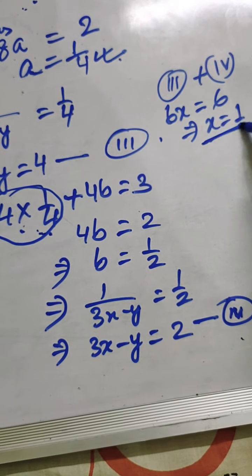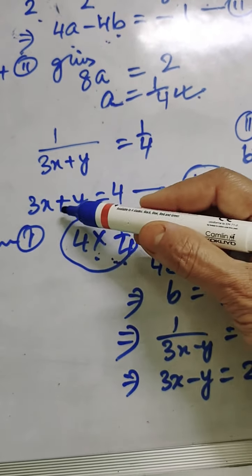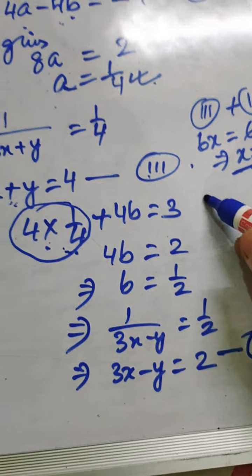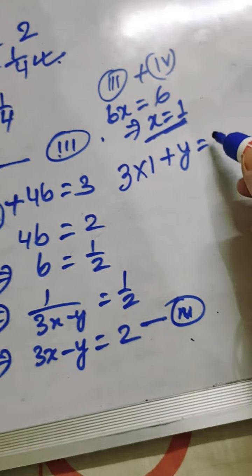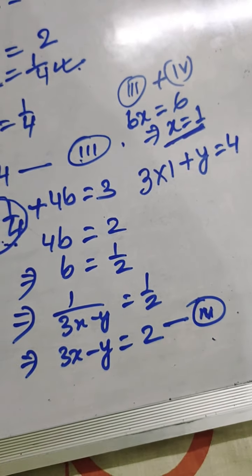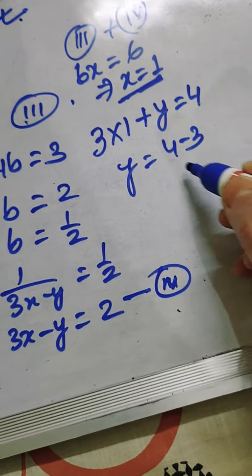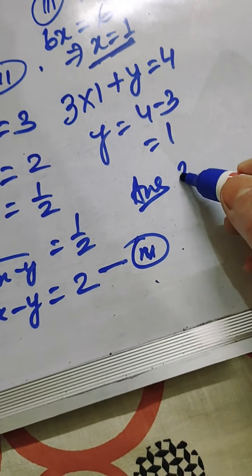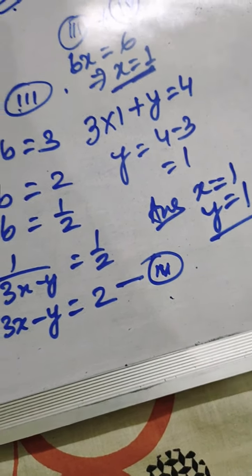Now replacing this x value, you put x value here in equation 3 or 4, wherever you want. So that gives you 3 into 1 plus y equal to 4. Then what is your y? y equal to 4 minus 3 equal to 1. So nicely write the answer. Answer is x equal to 1, y equal to 1.